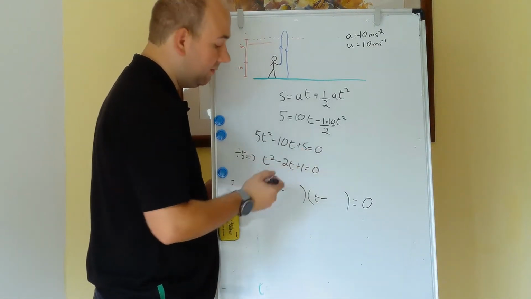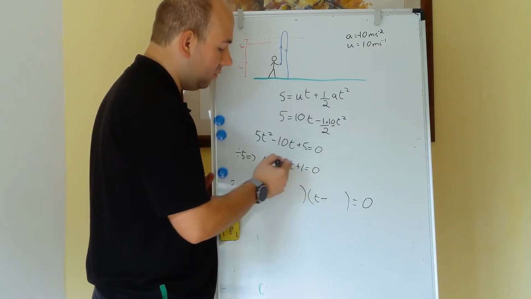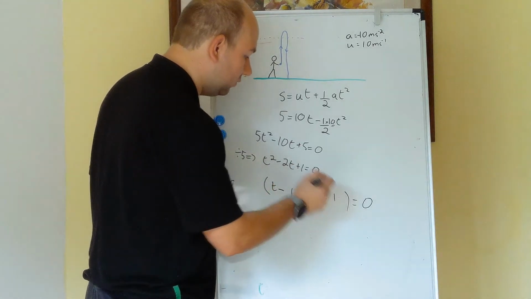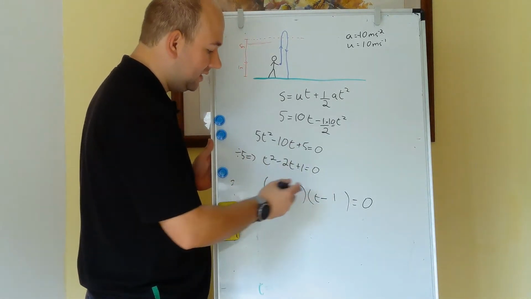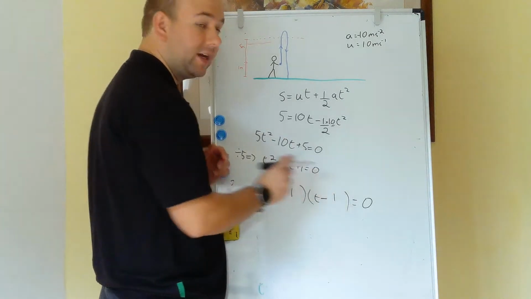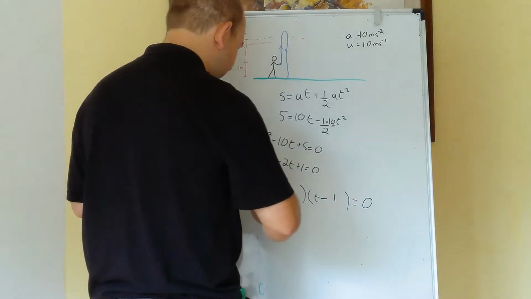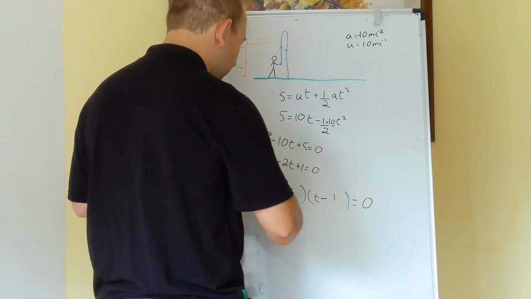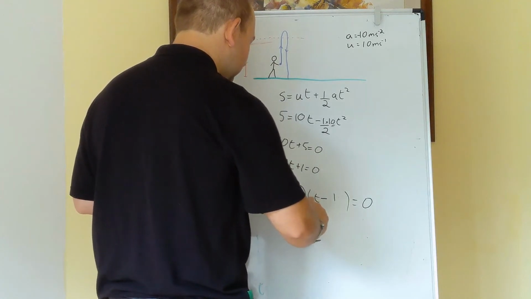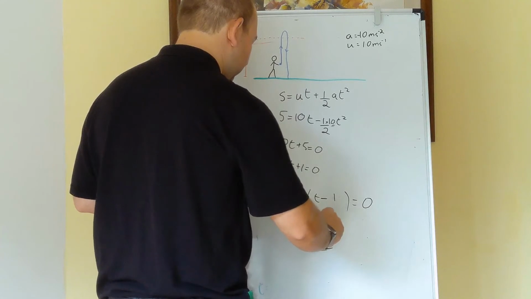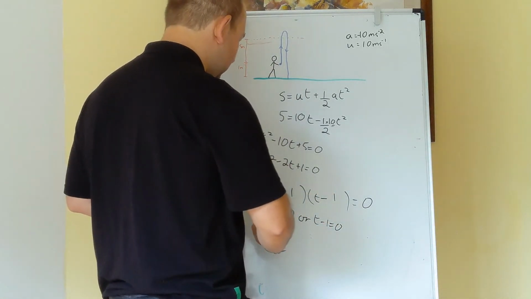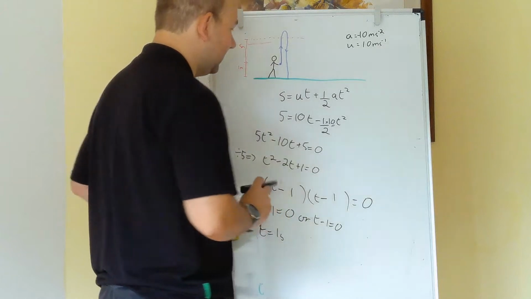And then I'm looking for those 2 numbers which when multiplied together make 1 and when added make 2, and that's going to be 1 and 1. So this would give the form that one of these brackets has to be equal to 0. Therefore, t minus 1 equals 0, or t minus 1 equals 0. Of course, those are both the same thing. So in this case, t is equal to 1 second.